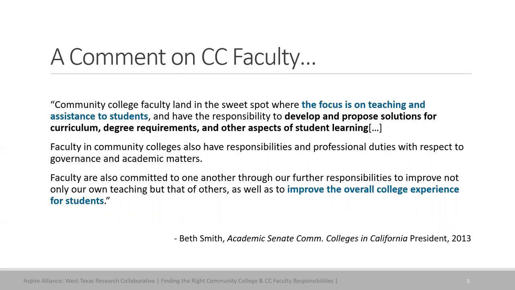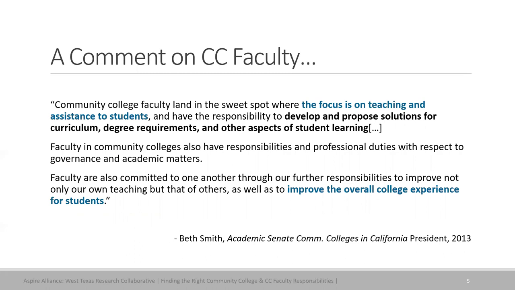I think that's the fundamental thing that all community colleges are looking for in their instructors. And also has the responsibility to develop and propose solutions for curriculum, degree requirements, and other aspects of student learning. Community colleges rely very heavily on their faculty in these aspects because our teaching loads are so heavy. So we're looking at, on average, most community college instructors teach anywhere from 4 to 5 on their base load. If they want additional classes, then they can add additional ones to it. So it is very intensive in terms of teaching.